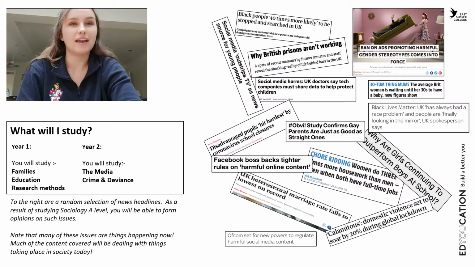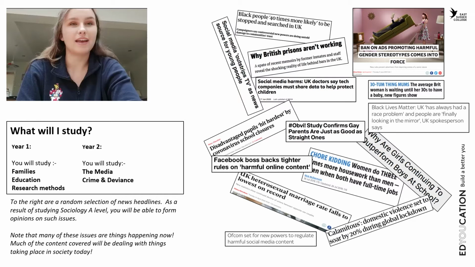Issues around Black Lives Matter, for instance, about stop and search, the fact that certain communities in this country are more likely to be stopped and searched than others. There's another headline here about why girls are continuing to outperform boys at school, or one here about housework and about who does the housework. Another one here about prisons and about whether British prisons are working. A lot about social media and what the implications of social media are. These are all things that are happening now, and they are all things about which you will get a good insight. You will be able to form opinions about these things.